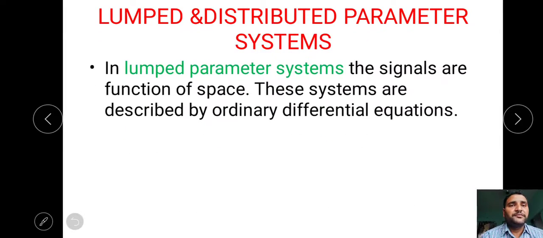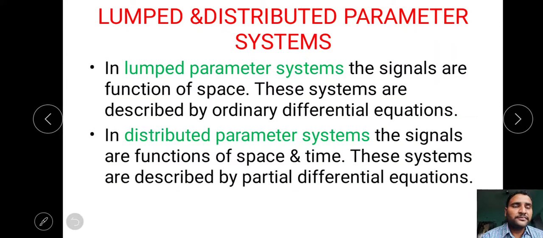Lumped parameter and distributed parameter systems: the signals are functions of space. That means time and space are the independent variables. If it depends on only space variables, it is called a lumped parameter system. If it depends on a function of space and time both, it is called a distributed parameter system.